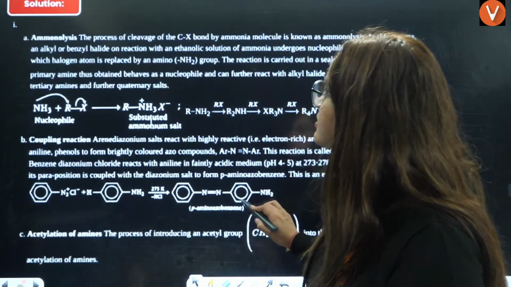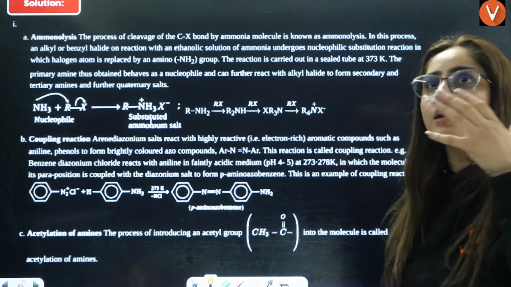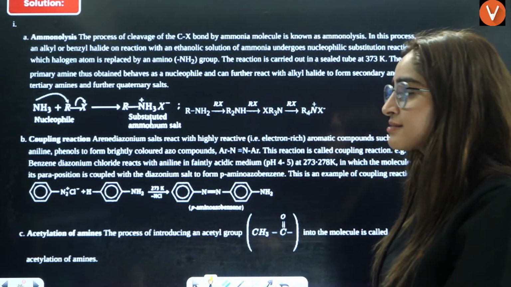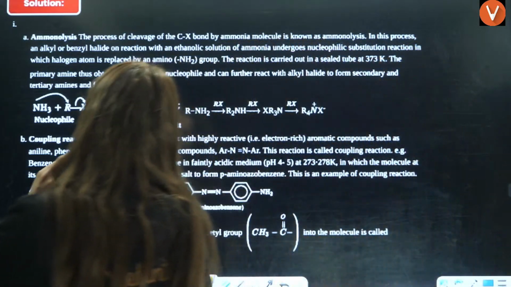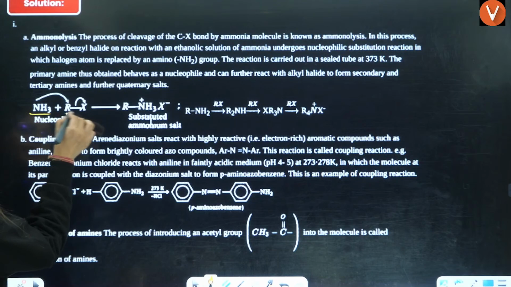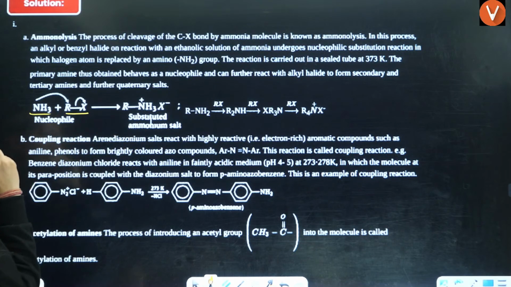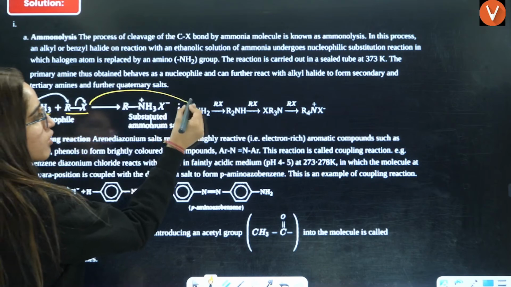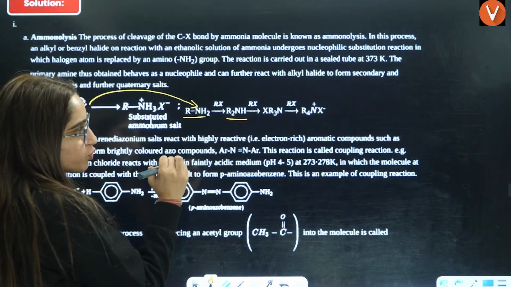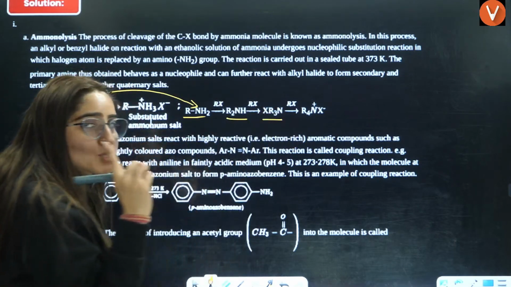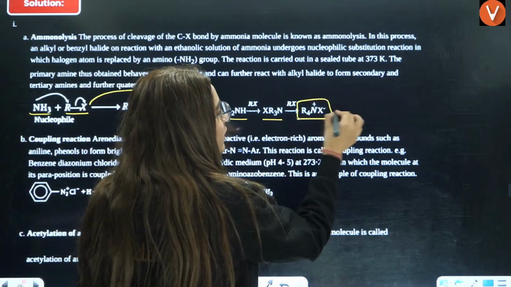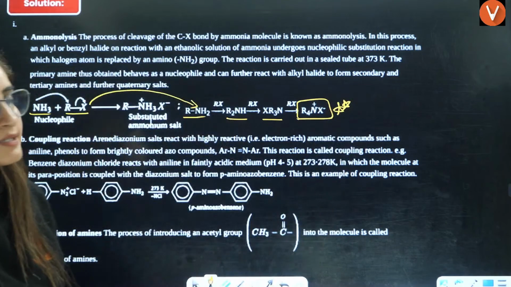First is the ammonolysis reaction. Ammonolysis means you are adding ammonia to an alkyl halide. Okay? That means excess of ammonia and alkyl halide. So what will happen? Firstly, you will have NH3 and RX, so you will have the formation of 1 degree amine. Then after adding more RX, you will have the formation of 2 degree amine. After adding more RX, you will have the formation of 3 degree amine. After adding one more RX, you will have the formation of a quaternary salt. That is ammonolysis, right?